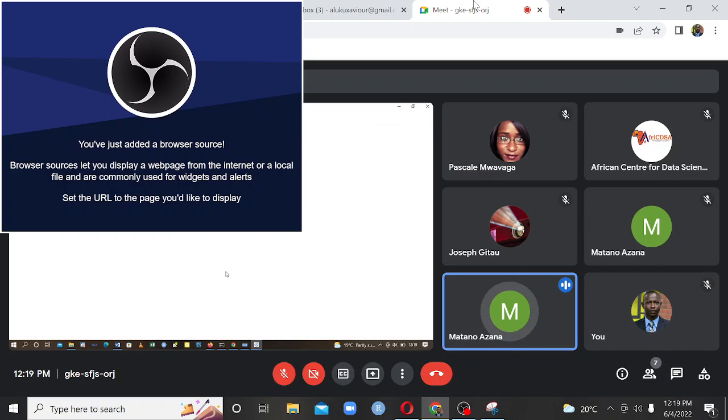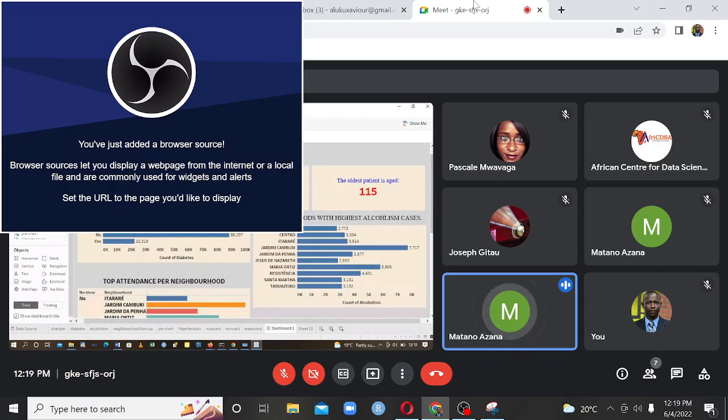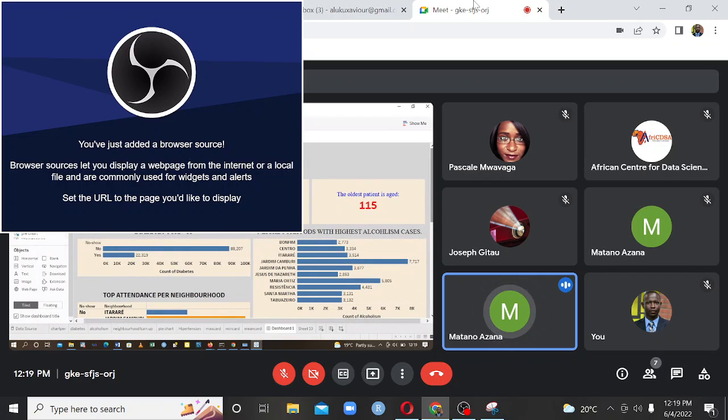I proceeded to my Tableau dashboard. As you can see on the dashboard, the youngest patient is aged 0 because I decided to drop the outlier which was aged -1, and the average age of all the patients was 37.09, and the oldest patient is aged 115.